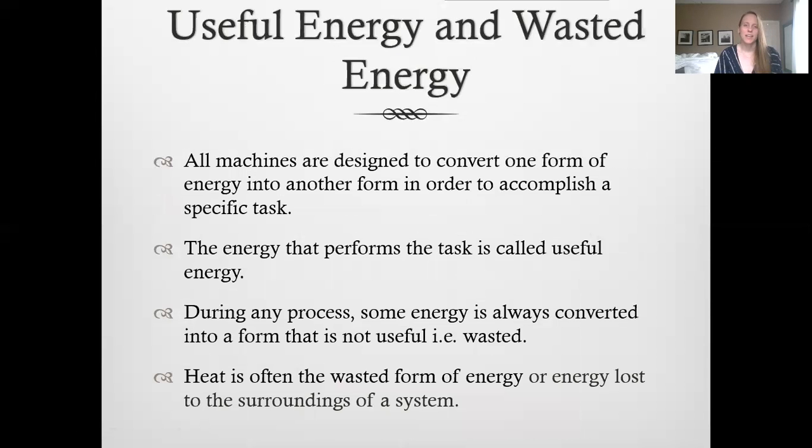Okay, useful energy and wasted energy. So all machines and our bodies are designed to convert one form of energy into another form in order to complete a specific task. The energy that performs the task is called useful energy, but during any process, some energy will always be converted into a useless form, which is considered the wasted energy. And heat is usually that useless form of energy that is just lost to the surroundings.